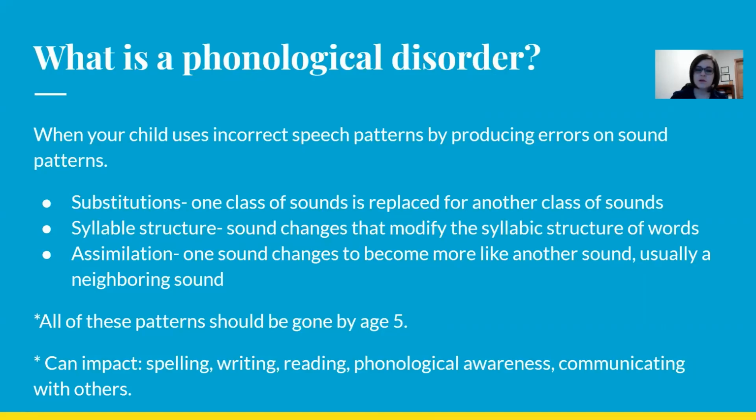Your child might also have difficulty with syllable structure, so changing sounds that modify the syllabic structure of that word. Assimilation is when one sound changes to become more like another sound, and it's usually a sound that's next to that sound. All of these patterns, we expect them to be gone by the age of 5.